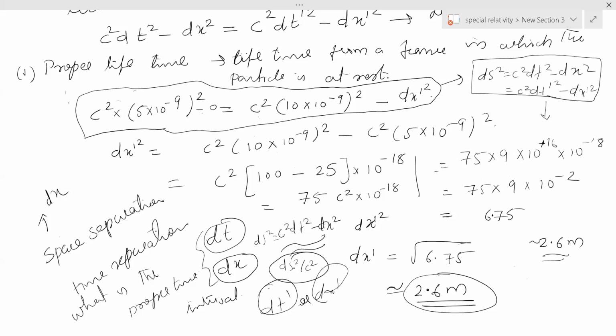Okay, sir. If you think that velocity is not given and you are not able to use the Lorentz transformation, then always try to construct this relation and see whether this can be used to solve the problem.